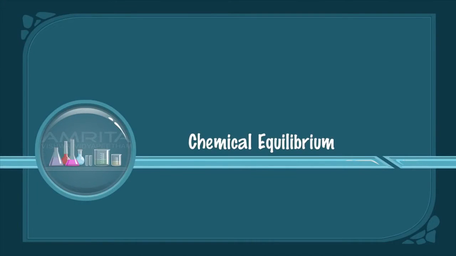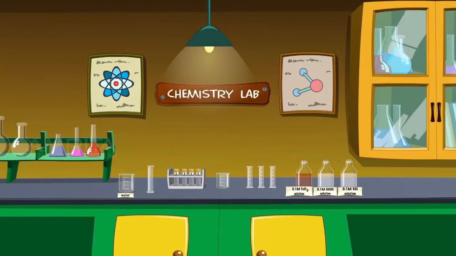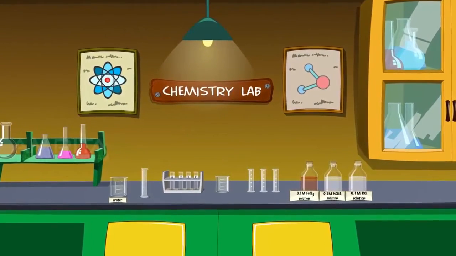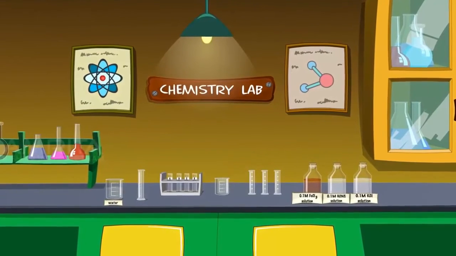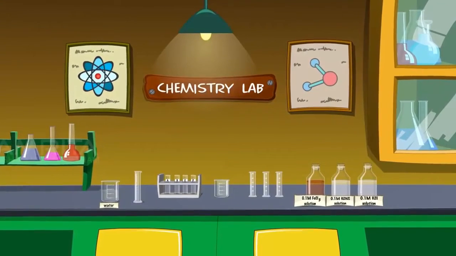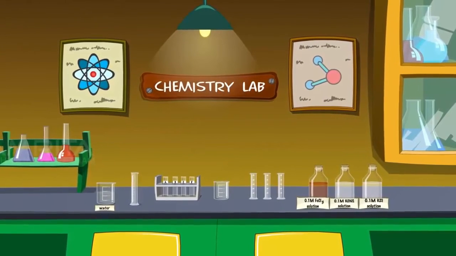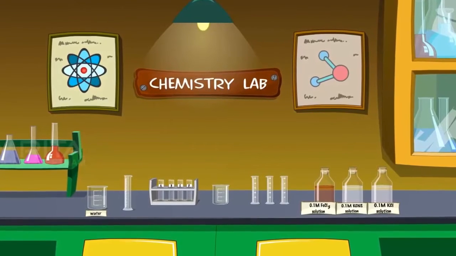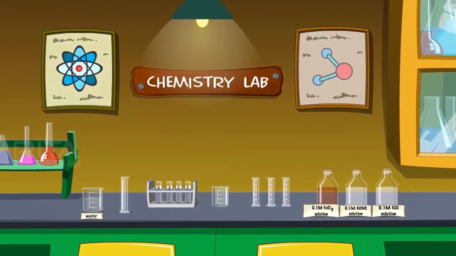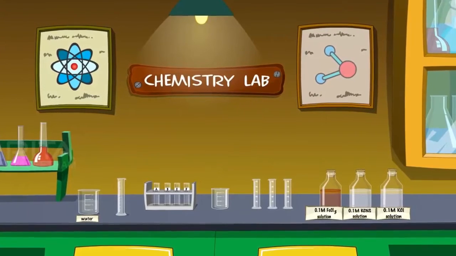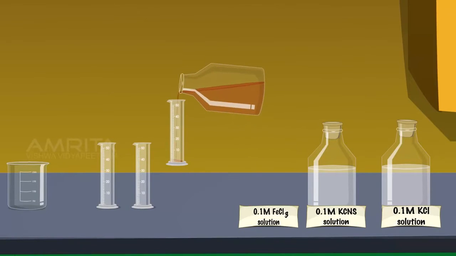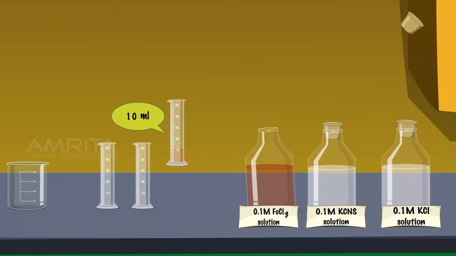Chemical equilibrium. We require 0.1 molar ferric chloride solution, 0.1 molar potassium thiocyanate solution, 0.1 molar potassium chloride solution, distilled water, 4 test tubes labelled A, B, C and D, test tube rack, a clean 250 ml beaker and measuring cylinders. Take 10 ml of 0.1 molar ferric chloride solution in a measuring cylinder.